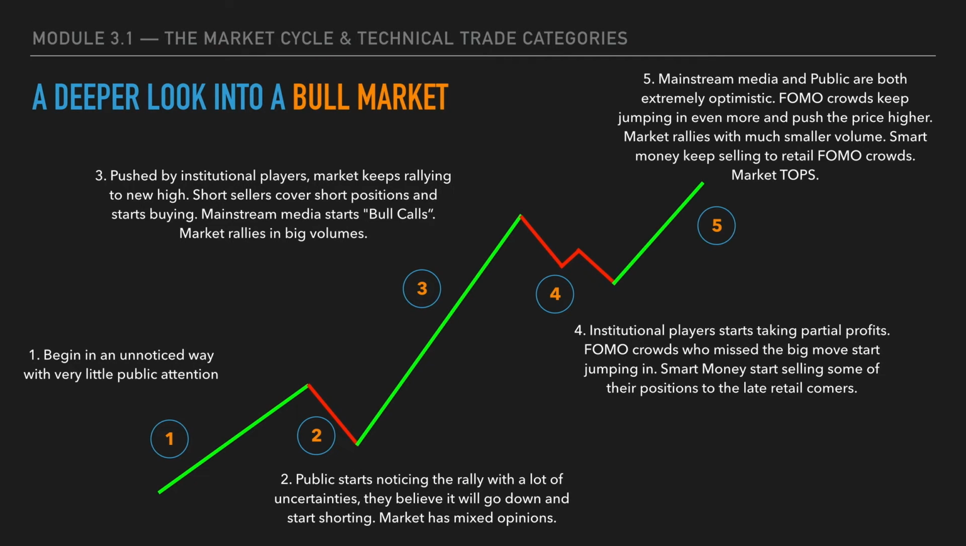And next, we see the mainstream media and the public are becoming extremely optimistic about the market. FOMO crowds keep jumping in even more and push the price even higher. The market rallies, but with a much smaller volume. Smart money keeps selling to the retail FOMO crowds. The market starts showing weakness, and it's the sign of the market top. So these are some of the psychological factors behind the price action in a bull market.